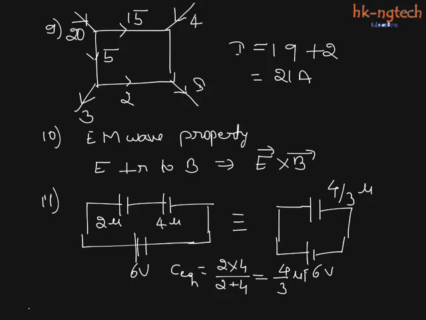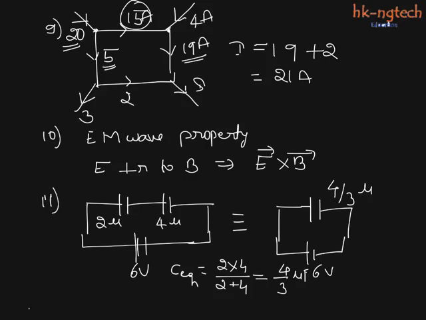Really good question. We have to find the value of I in the figure shown. This is based on Kirchhoff's current law. They have given that 20 ampere current is flowing here and 5 ampere current is leaving the junction, so 15 ampere current must be flowing. On the other hand, 4 ampere current is entering this junction, and here 19 ampere current must be leaving the junction.